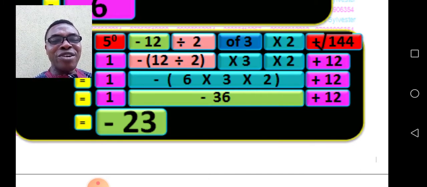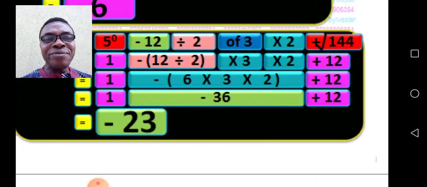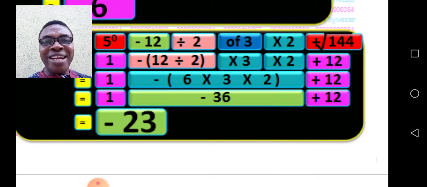And then your 12 continues, and so we have 1 minus 36 plus 12. And that will give you 1 plus 12, you know 1 plus 12 is 13. And then 13 minus 36, and you get 23. And that will give you minus 23, because your minus sign is bigger.